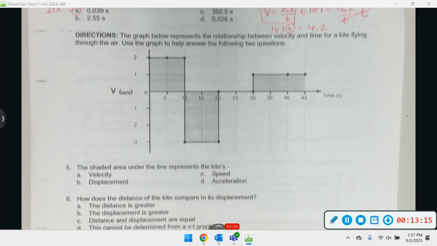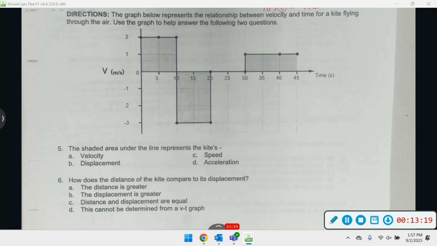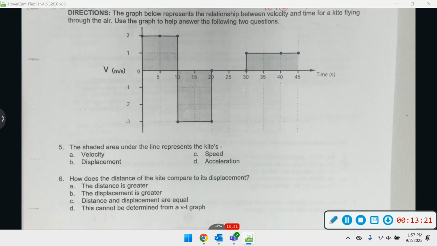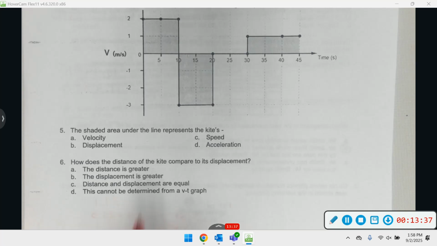All right, let's take a look at numbers 5 and 6. Numbers 5 and 6 both go with this same graph. It says the graph below represents the relationship between velocity and time for a kite flying through the air. Use it to help answer the following 2 questions. So there's my 2 questions. It says the shaded area under the line represents the kite's blank. So it's referring to these shaded sections.